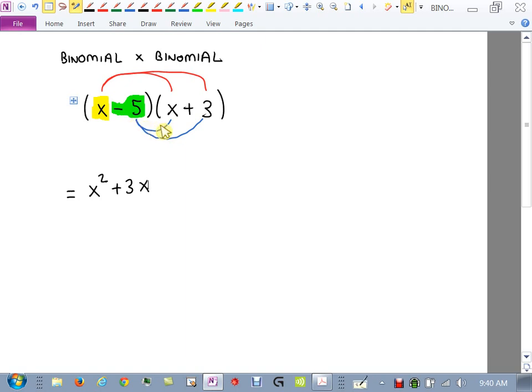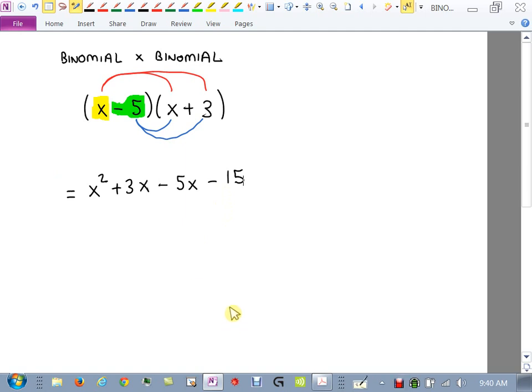I take -5, I multiply it through to x. What's -5 times x? -5x, right? You can't do anything to that. And then what's -5 times positive 3? -15. Are we done? No, why not?